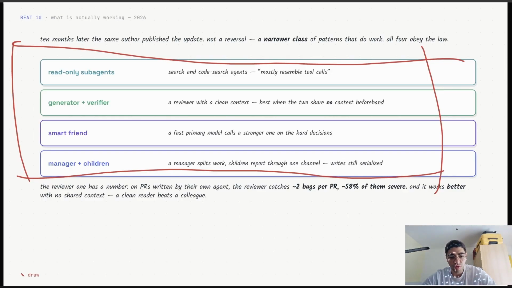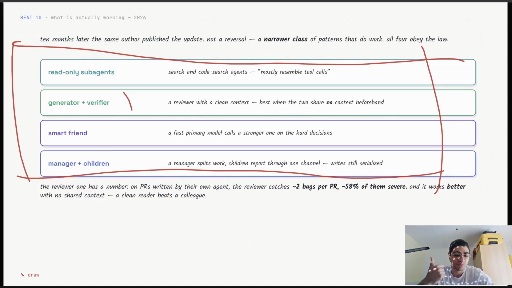The reviewer pattern has actually a number attached, and this is the most interesting finding in this whole paper. On pull requests written by their own agent, the reviewer catches about 2 bugs per PR, and roughly 58% of those are severe.